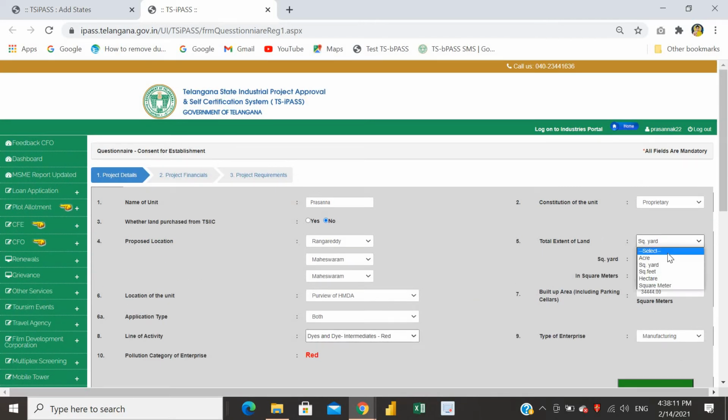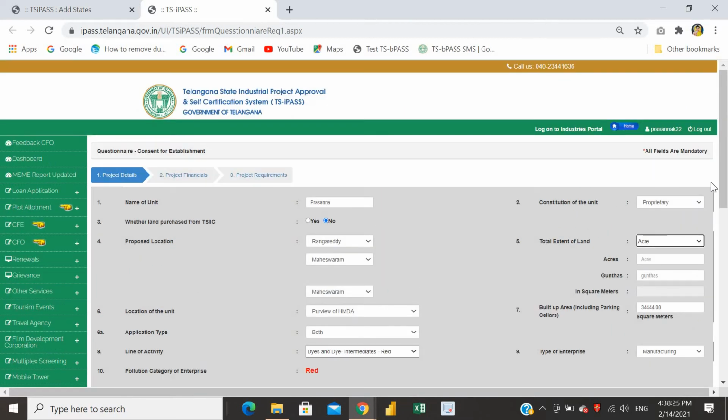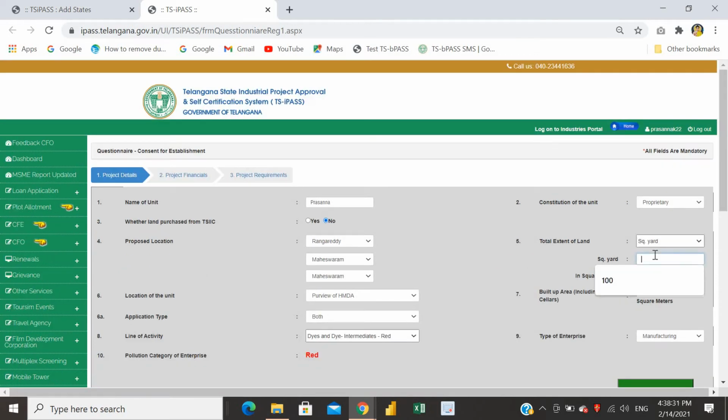My extent of land. When you are giving the extent of land, you should be very careful with the units of measurement, because in the sale deed it will be in square yards or sometimes in acres or square meters. So you need to be very specific about what unit of measurement you are giving the extent of land. I'm going with square yards. I'm giving 4000 square yards. Built up area is already given there. My total extent of land and built up area are usually different, but here it is taking built up area in square meters.